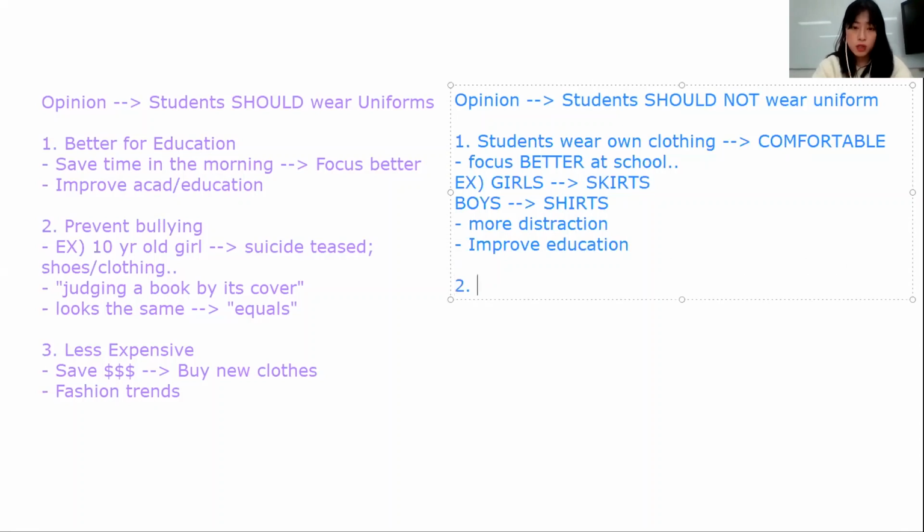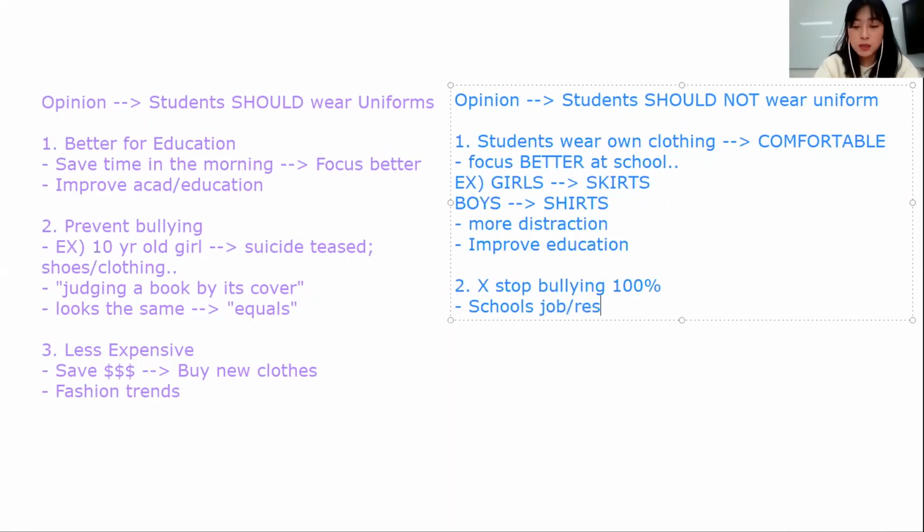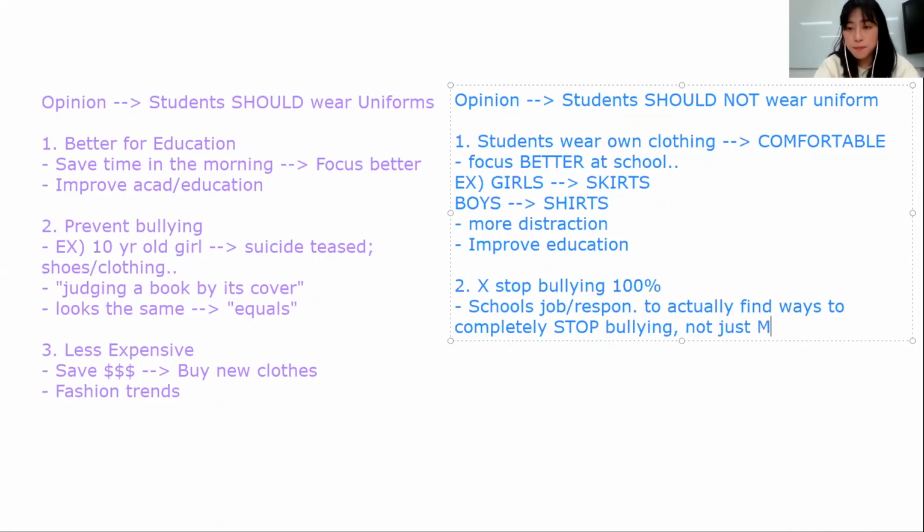And then number 2, she talks about preventing bullying. You could say that this does not effectively stop bullying 100%, okay? Just because people wear the same clothes, it doesn't mean that bullying disappears 100%. There will be other aspects that students will pick and tease about if it's not clothing, okay? It could be school grades. So it's the school's job or responsibility to actually find ways to completely stop bullying, not just minimize bullying, okay?